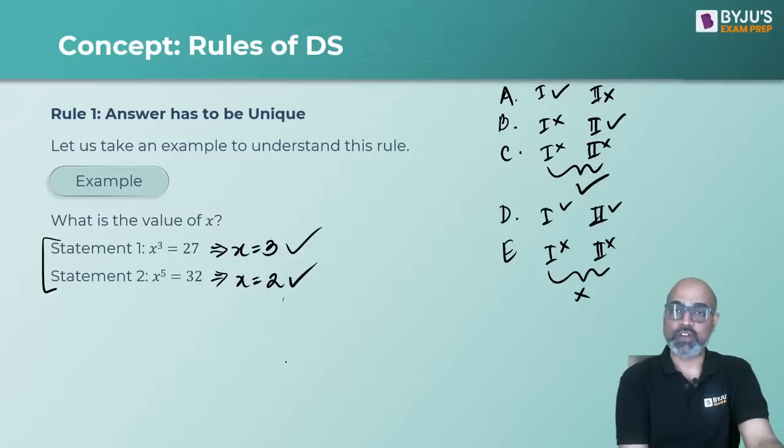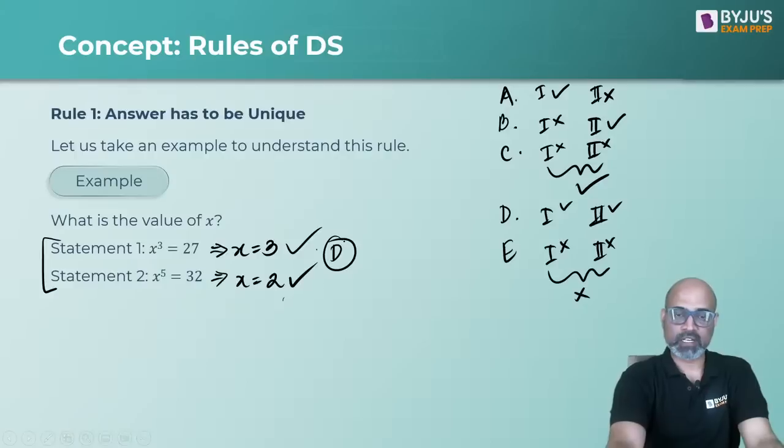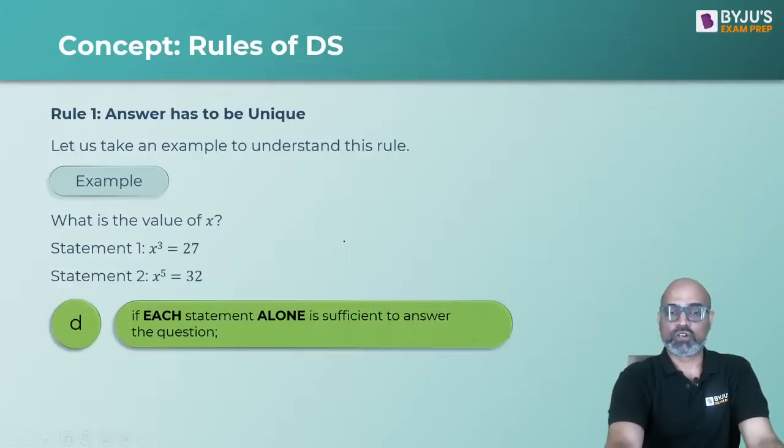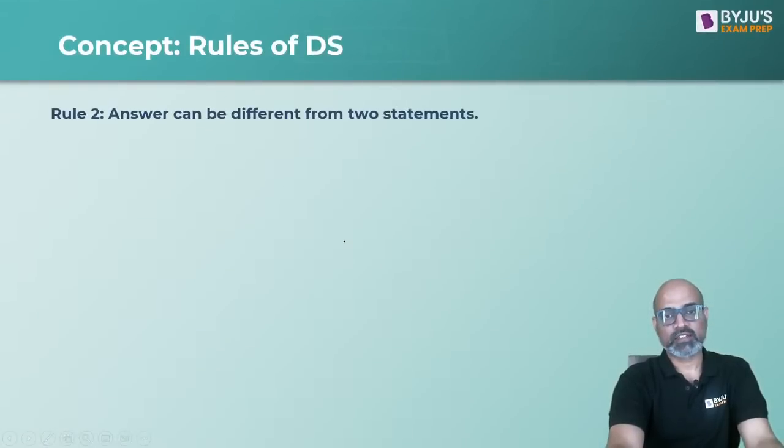Yes, I did. Will I go ahead and combine? No, brother. When I already have an option for this scenario, why will I go ahead and combine and make it confusing? Since I'm getting the answer from both of them individually, the answer is going to be D. D as in Delhi, Delta, Dehradun, Denmark. So each statement alone is sufficient to answer. Answer can be different from two statements.